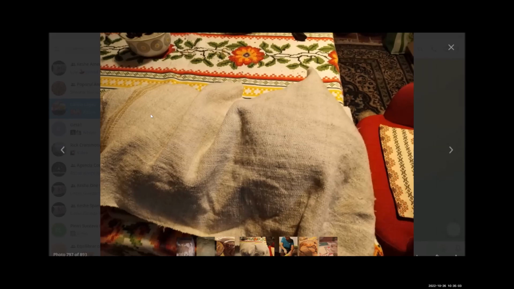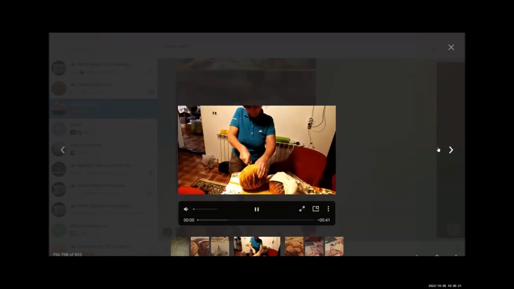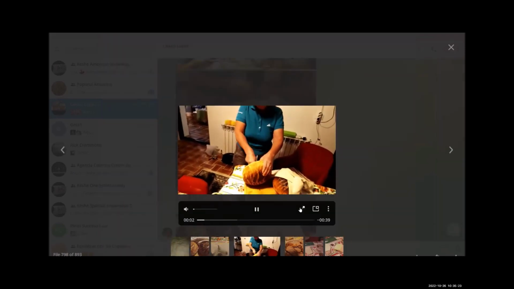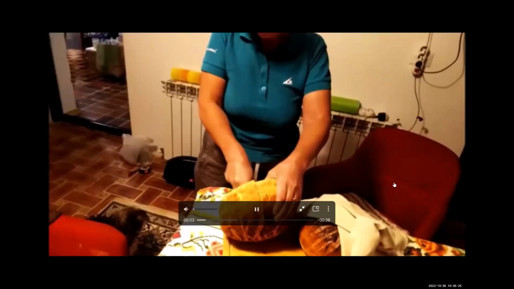And it's also covered with a cloth made out of hemp. We also have some shirts made out of hemp cloth.